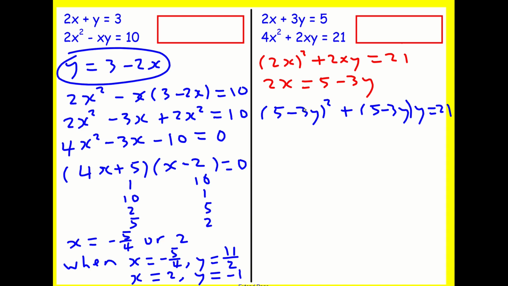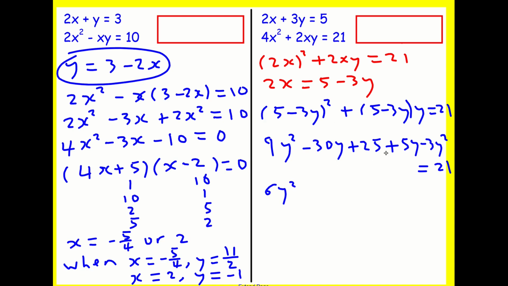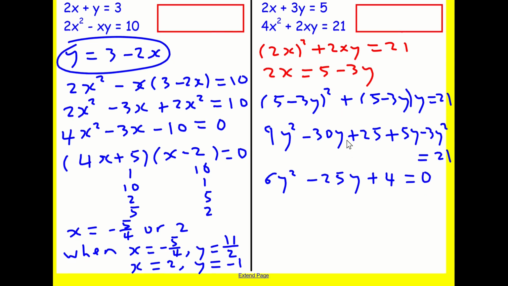Okay, this is a double bracket, so I'm going to get 9y squared from that, minus 3y times minus 3y. I'm going to get minus 15y and then another minus 15y, so I'll get minus 30y, and I'll get a plus 25. From here, I'll get 5y minus 3y squared, and that's going to equal 21. Tidy this up. I'm going to get 6y squared minus 25y plus 4 equals 0. Another quadratic that doesn't look particularly nice to try to factorize.